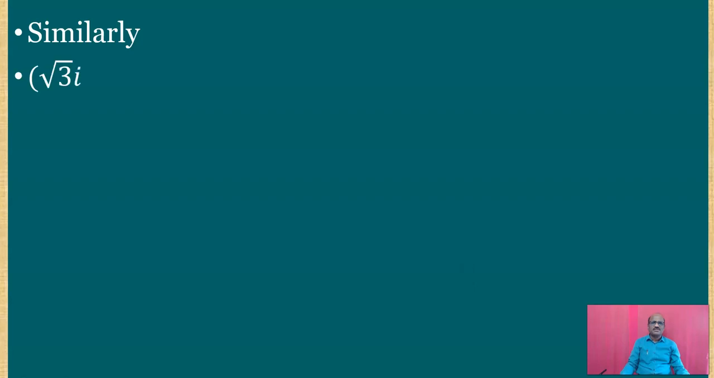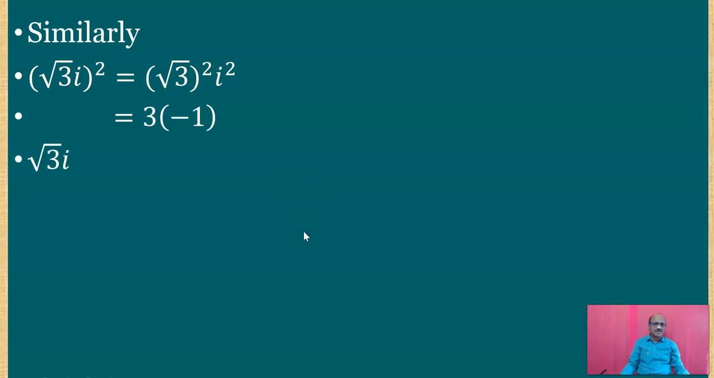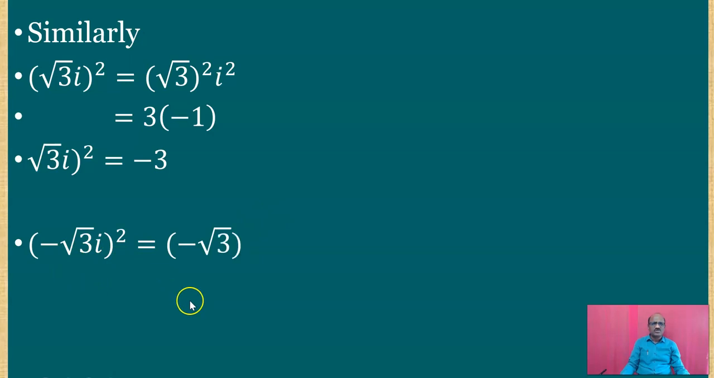Similarly, root 3 i whole square is equal to root 3 square i square. Root 3 square means 3, i square is minus 1, and therefore root 3 i whole square is equal to minus 3. Minus root 3 i whole square is equal to minus root 3 square and i square, and minus root 3 square is again 3, but i square is minus 1. Overall you will get minus 3.